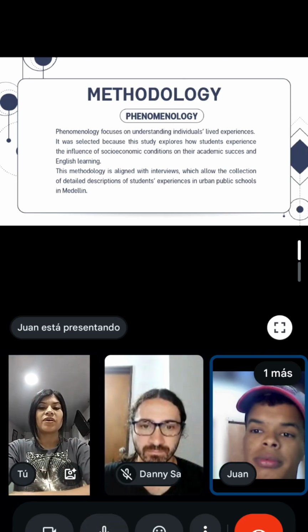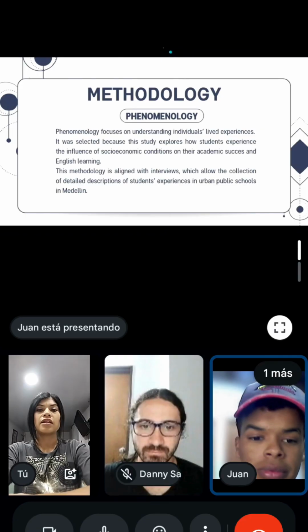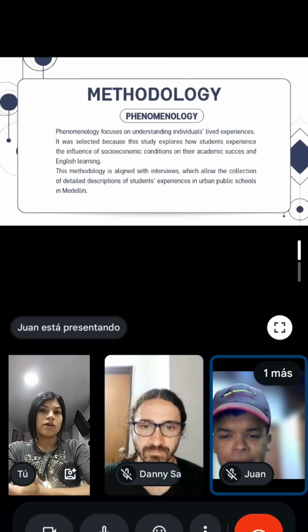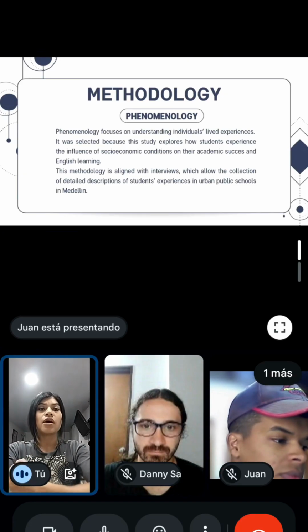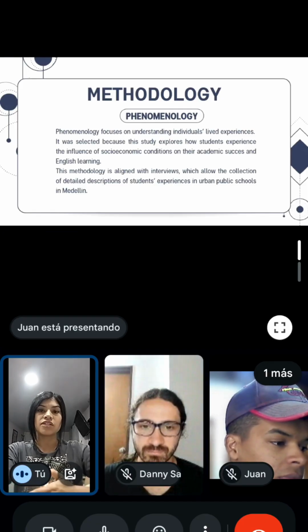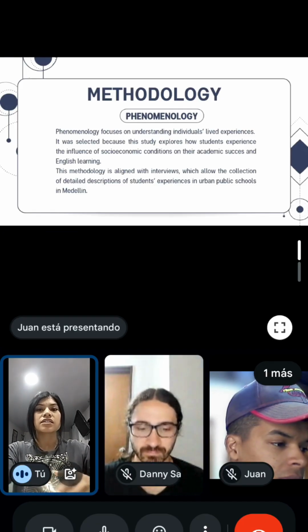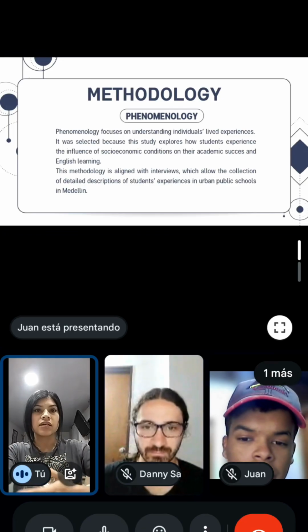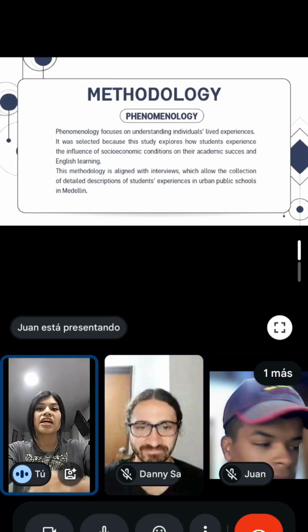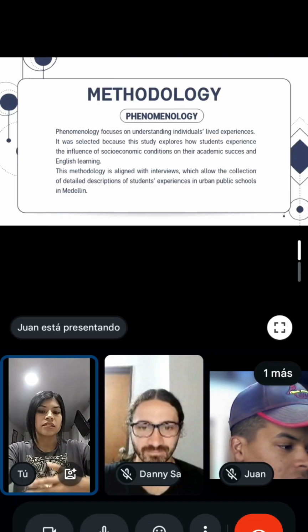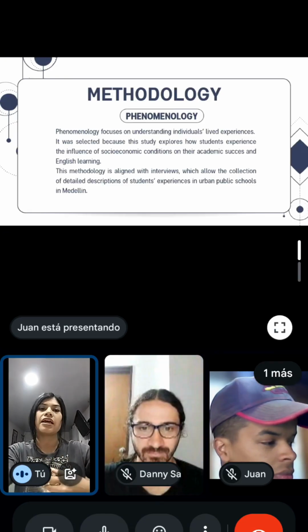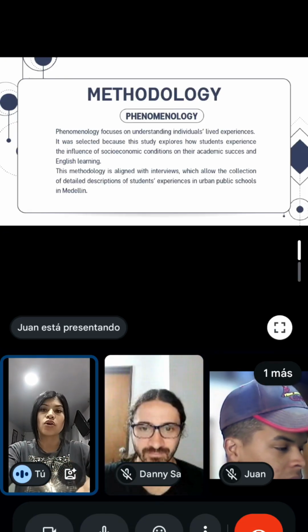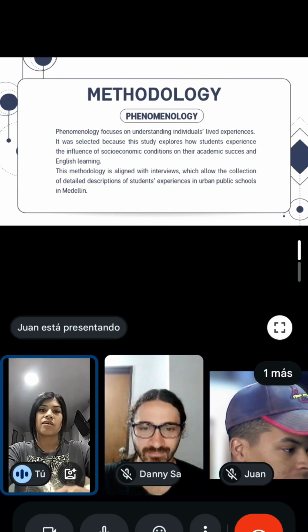Thank you, Juan Manuel, for your interpretation. Now, based on this framework, we selected the following methodological approach, which is phenomenology. We chose it because it focuses on understanding individuals' lived experiences. In this study, we are interested in how students experience the influence of their socioeconomic conditions on their academic success and their English learning process.